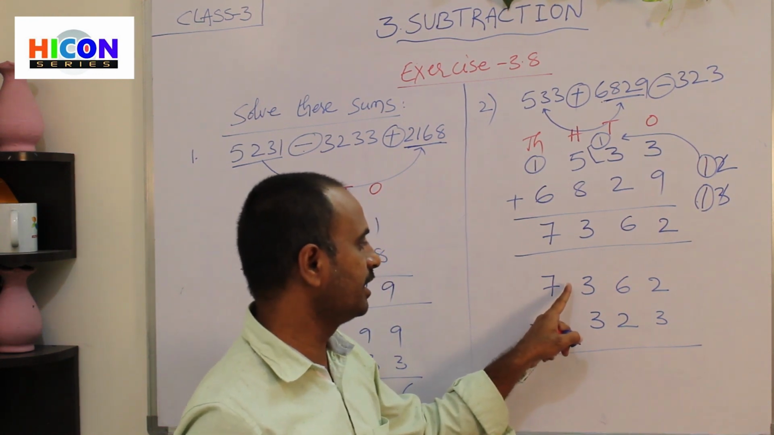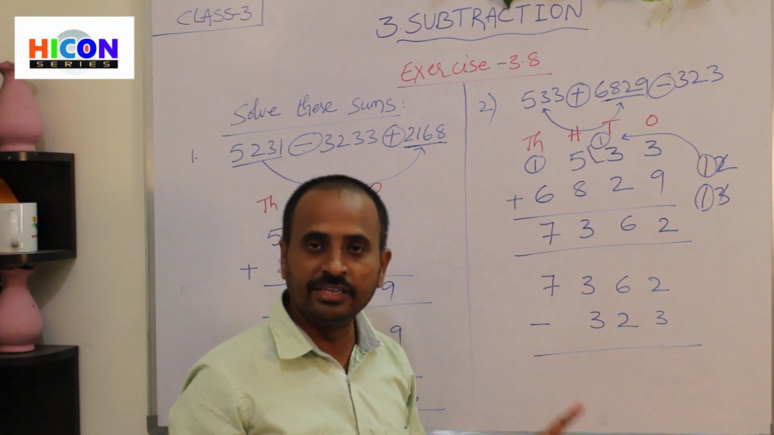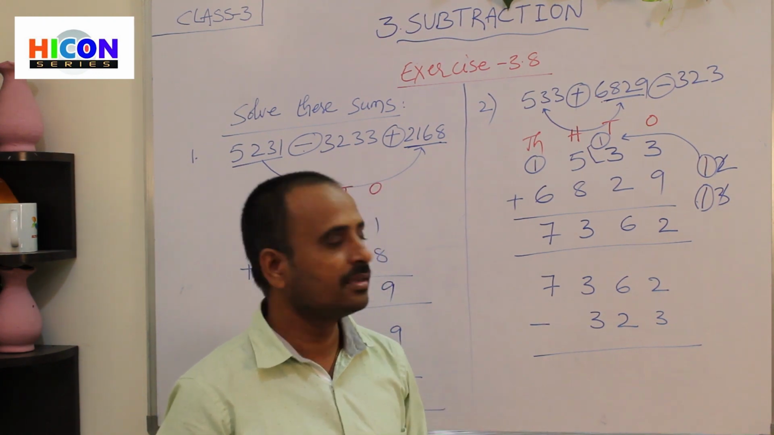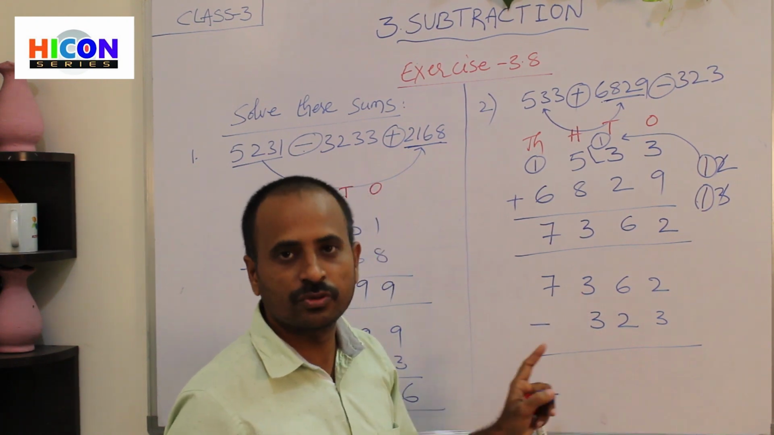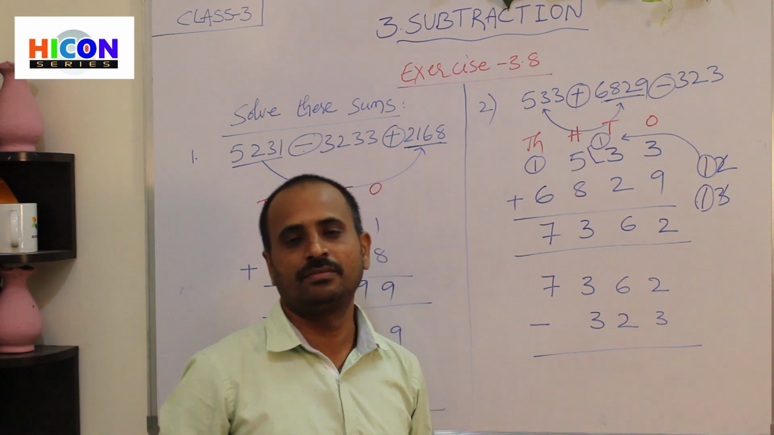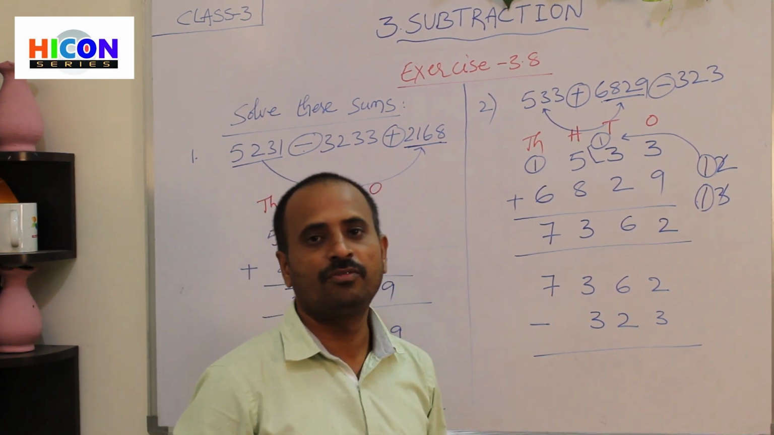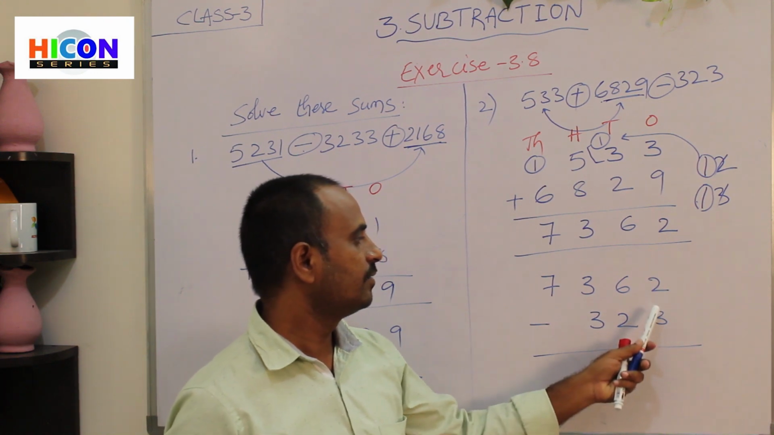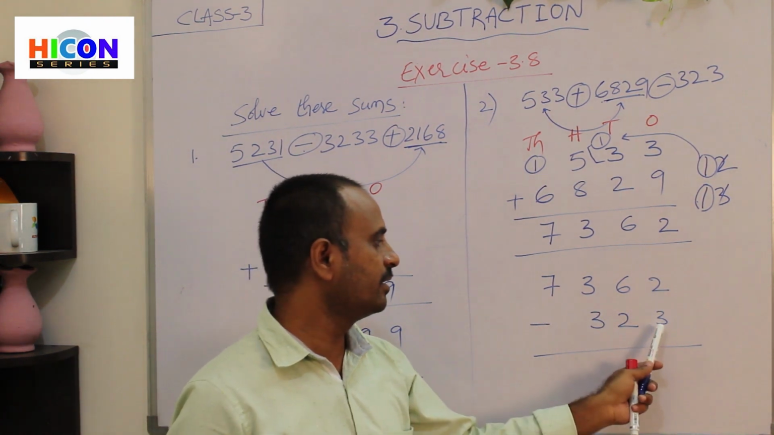So while writing the numbers one below the other, the digits should be arranged at their corresponding places. So here 3 is in hundreds place. That's why write 3 in hundreds place only. Don't write this 3 under thousands place. So now do the subtraction. Let us start subtraction from ones place. What are the digits present in ones place? 2 and 3. Subtract 3 from 2.